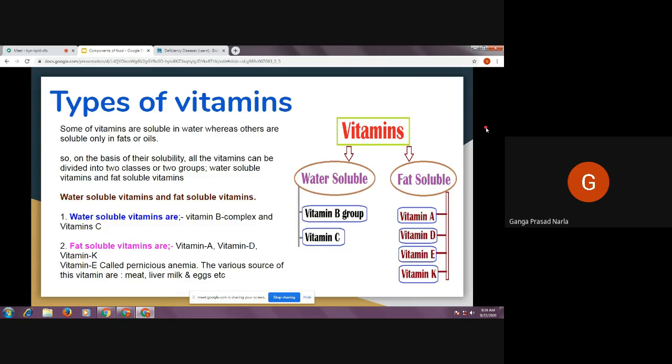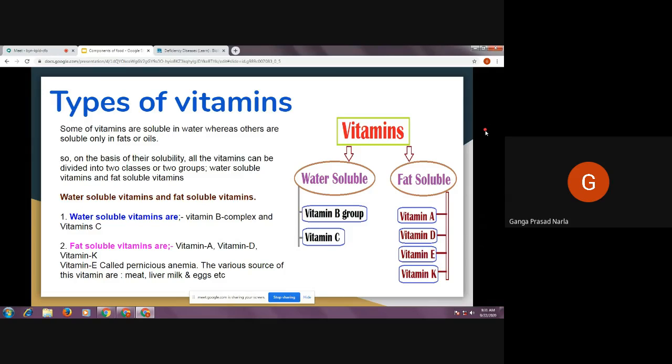So which vitamins are soluble in fats? A, D, E, K. These are the vitamins which are soluble in fats. Is it clear, children? So water soluble vitamins are B and C, and fat soluble vitamins are A, D, E, K. Shall I go to the next slide?